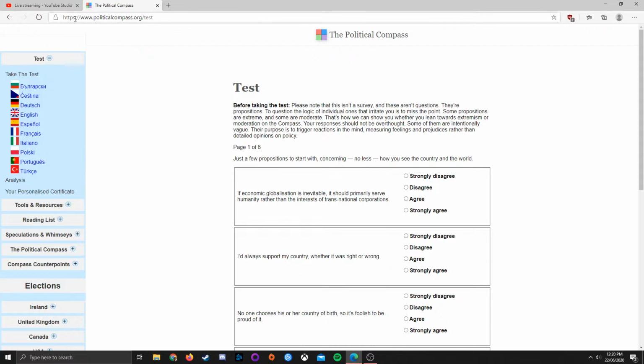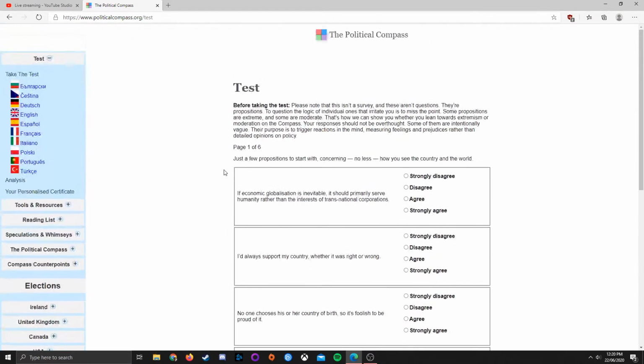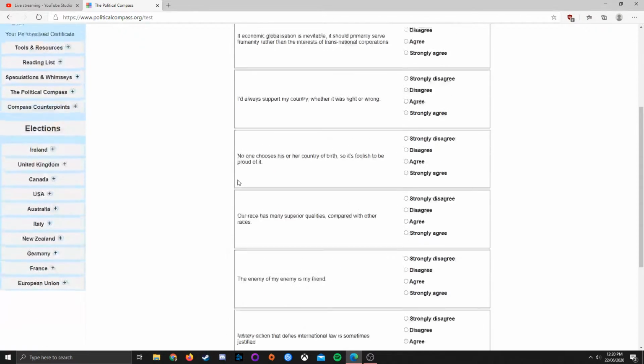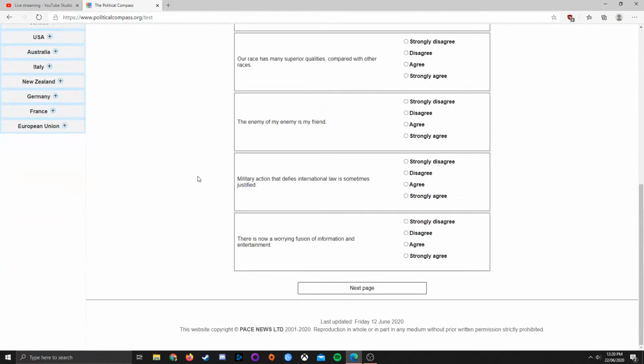So the website's called www.politicalcompass.org/ for the test part is /test, and that's got all the information. You can fill in this test, and it's quite a long test, I will say, so maybe allocate maybe 15-20 minutes to do it. And some of the questions, they can be a wee bit tricky. If you've got any questions, feel free to ask.